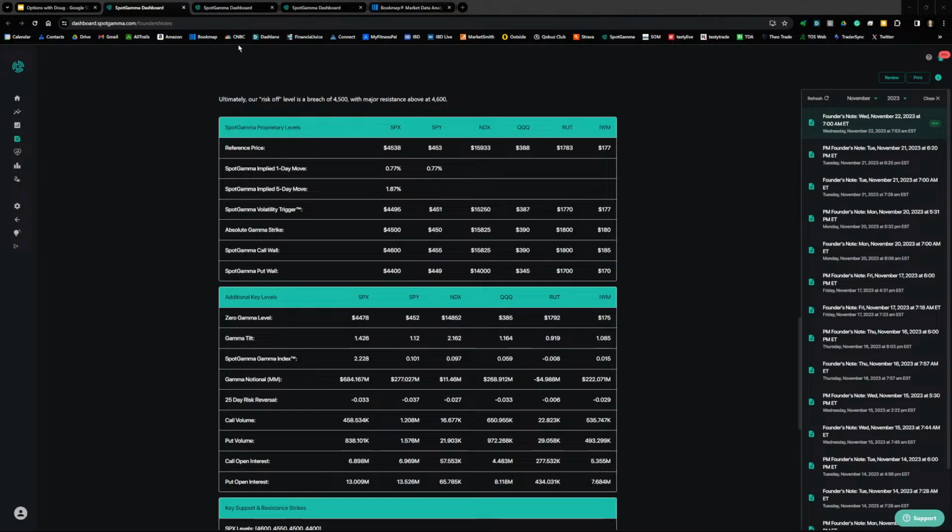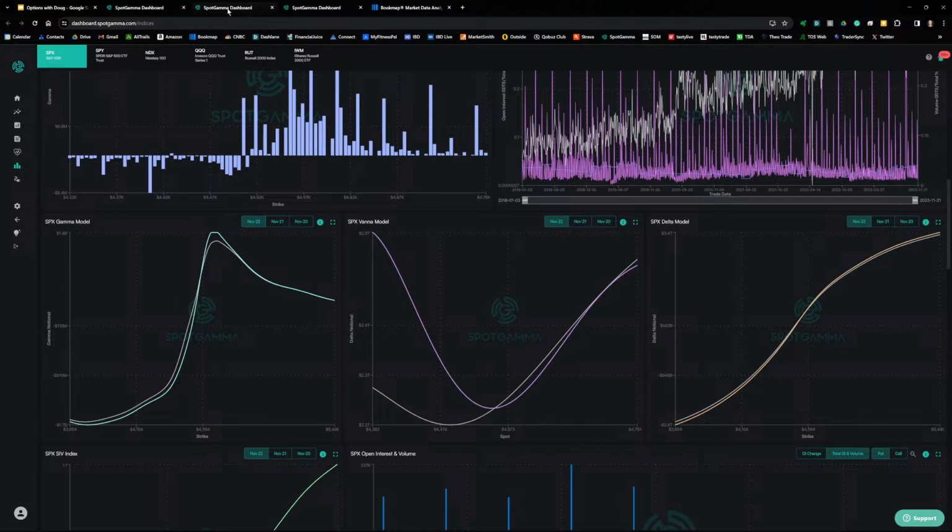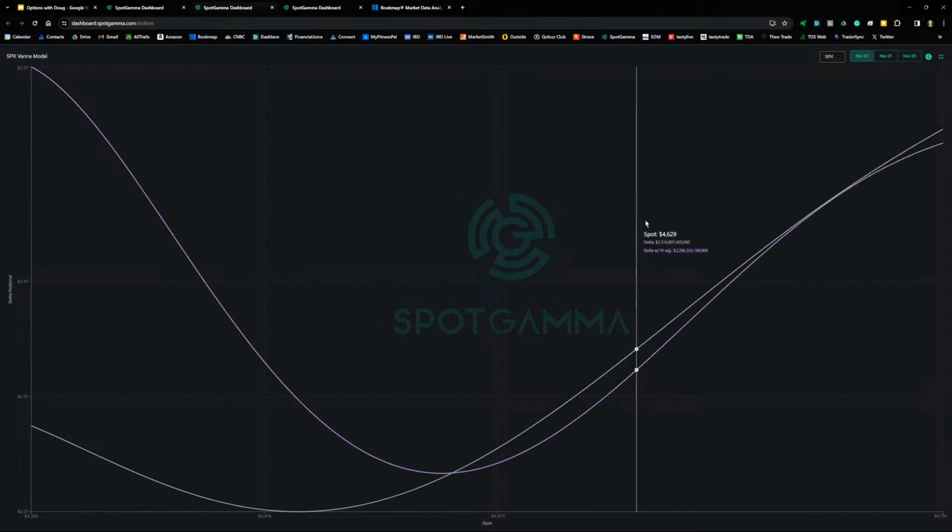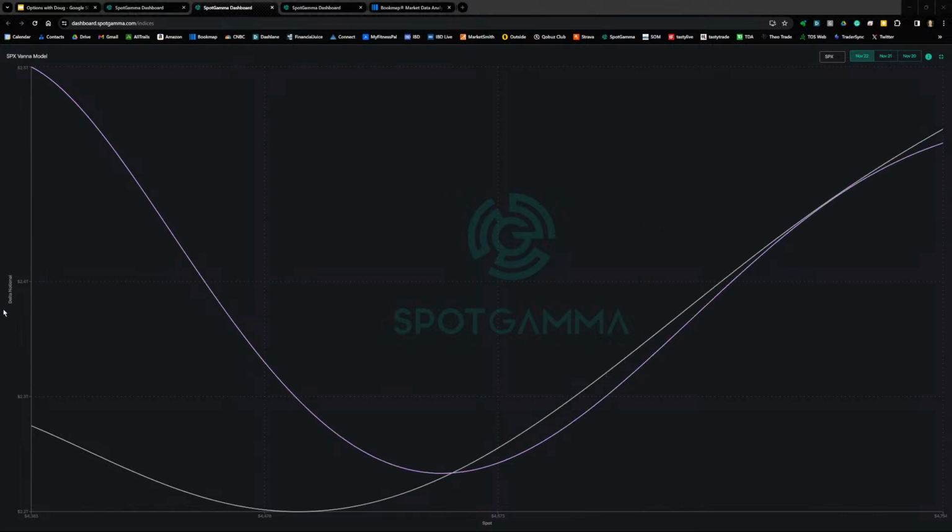All right, let's take a look at the Vanna models now to get a graphical representation of what that means. I'm going to start with SPX. What this chart is showing is market makers' delta notional on the vertical axis and the spot price for SPX on the horizontal axis. There are two curves on this chart.